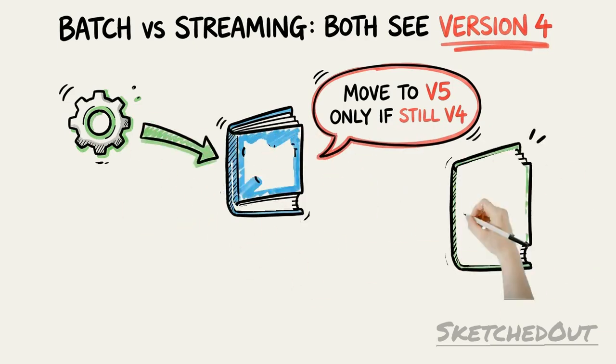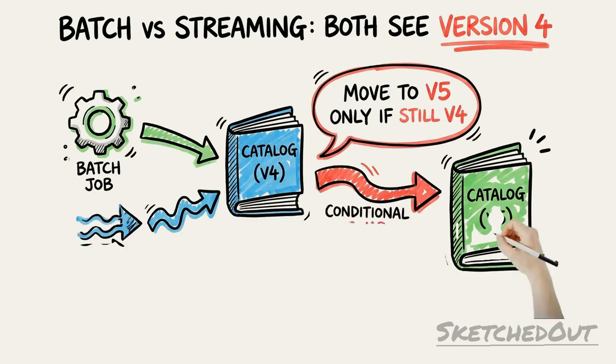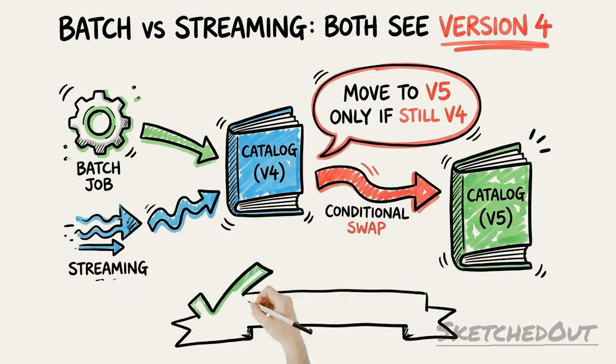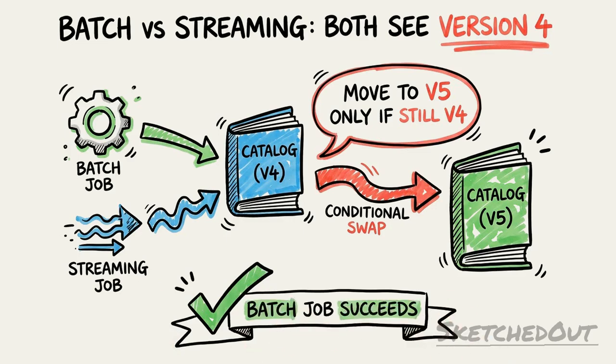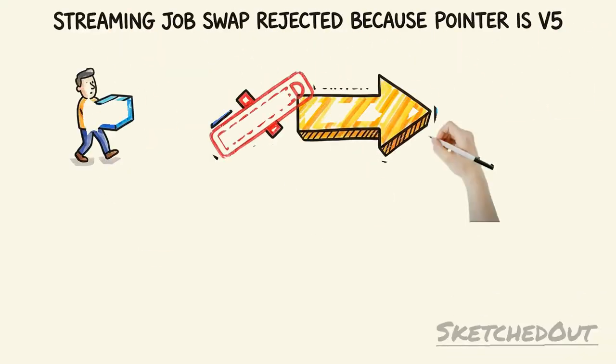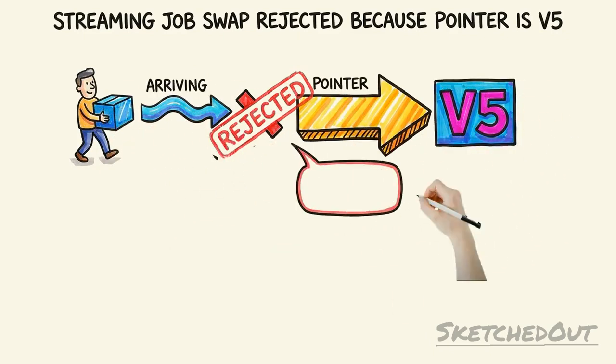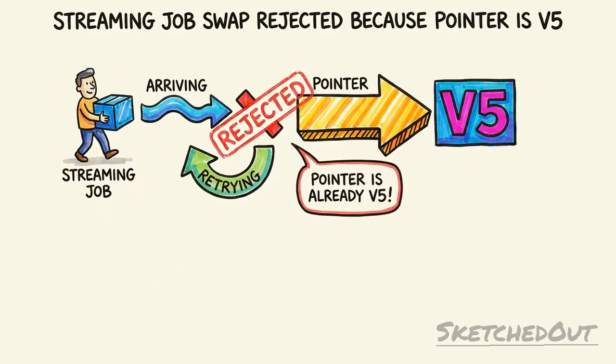The request is conditional, effectively: move this pointer to my version, but only if it still points at version 4. The batch job gets there first, the condition holds, the swap succeeds. The streaming job arrives moments later with the same condition, but the pointer now reads version 5. The condition fails, the swap is rejected. Nothing is lost or corrupted.